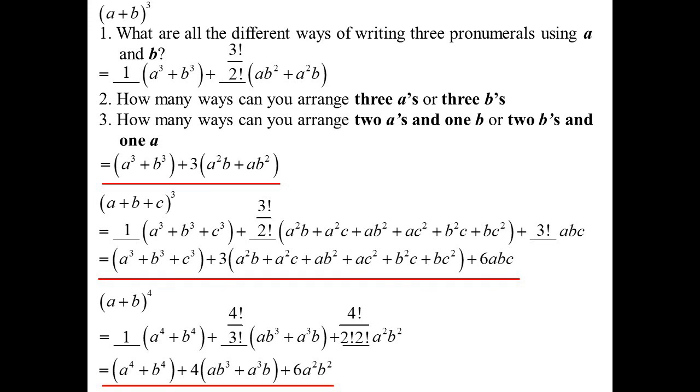But why stop there? How about if we want to expand A plus B plus C to the power of 4? So I've now got 3 pronumerals. I've got to have 4 using 3. What are all the different things that could happen? Well, yes, I could have A to the power of 4 plus B to the power of 4 plus C to the power of 4, and there would be one way of doing that.